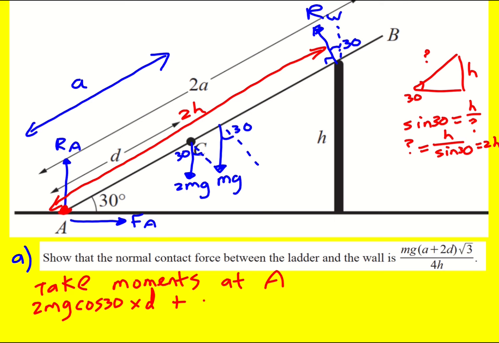Then I'm going to add mg cos 30 multiplied by a, because remember it's halfway along the ladder, and that is going to equal RW. Now RW is actually acting perpendicular already, so there's no cos or sine going to come into it, and I'm just going to be multiplying by 2h. Okay, pretty happy with this. We've got an equation, and the thing we're trying to find we can now write in terms of everything else.